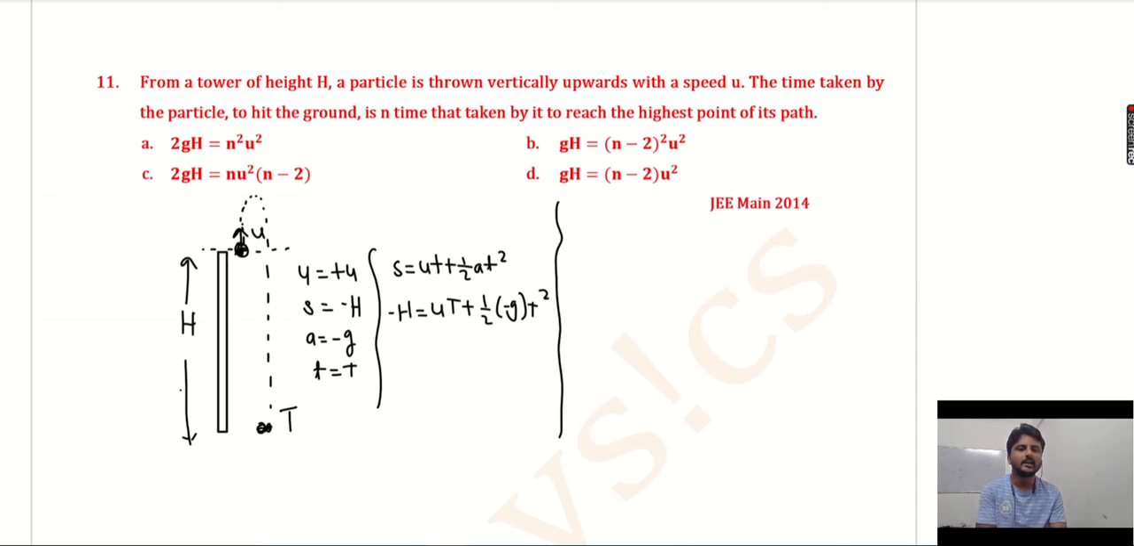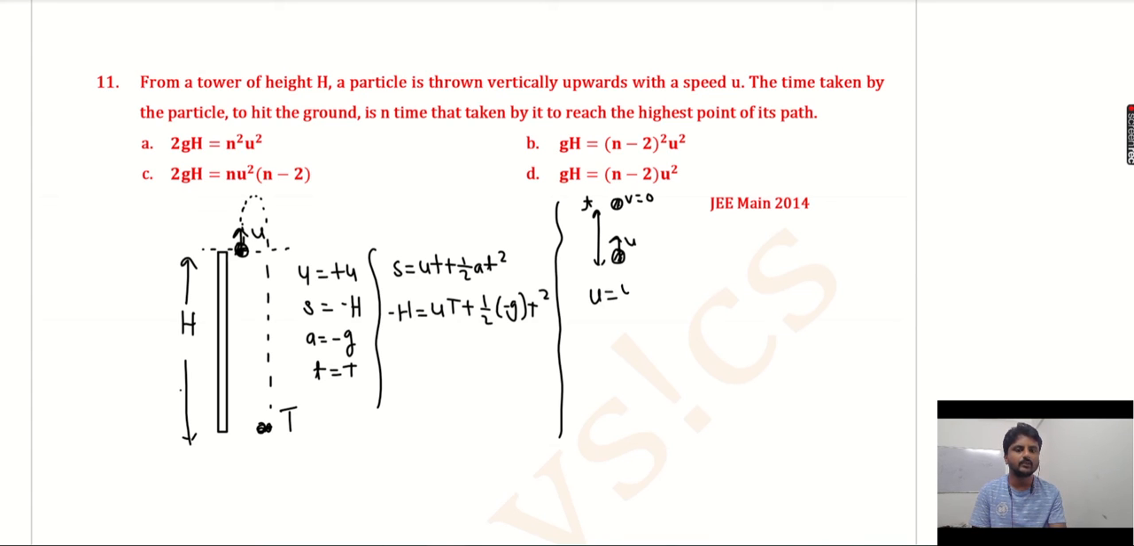In the second scenario, it is given that the time taken by the particle to hit the ground is n times that taken to reach the highest point. So we are throwing the ball in the upward direction with velocity u. At the maximum point, its velocity will be 0. So let's say the time taken by the particle to reach this position is t.